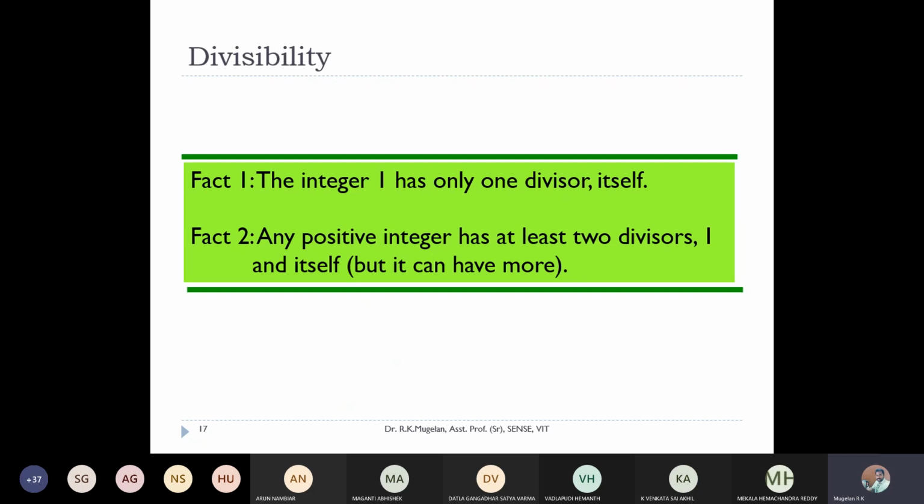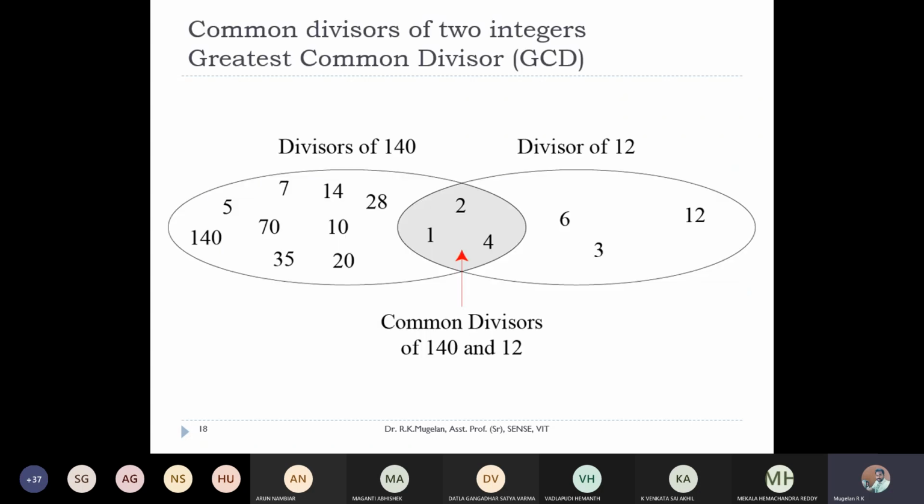These are very simple things. If you take any integer, for example integer 1, it has only one divisor. I hope everyone knows this from school math. And any positive integer greater than 1 has at least two divisors, that is 1 and itself. They used to call them prime numbers, right?